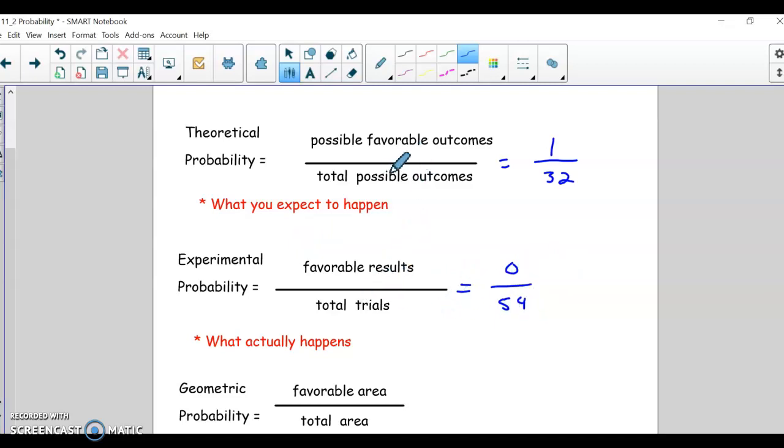All right, so theoretical is what we expect to happen. Experimental is what actually has happened. So this is a lot lower than what we'd expect. Not a lot lower, but lower than we'd expect.